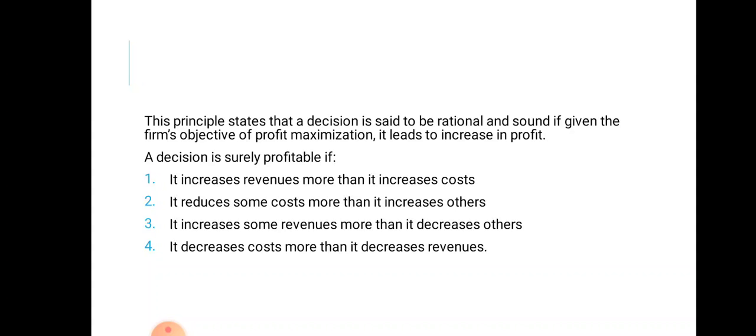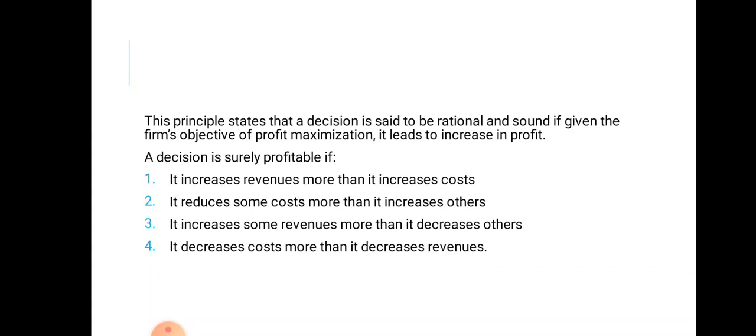So, in some parts of the business, the revenue has decreased by 5,000, and let us assume that in some other departments or divisions, the revenue has increased by 8,000. Then there is a net increase in the revenue. Again, it is a profitable decision.